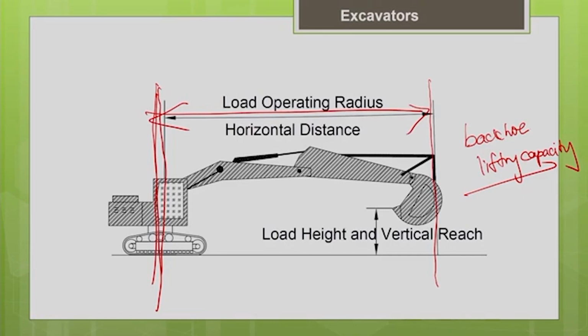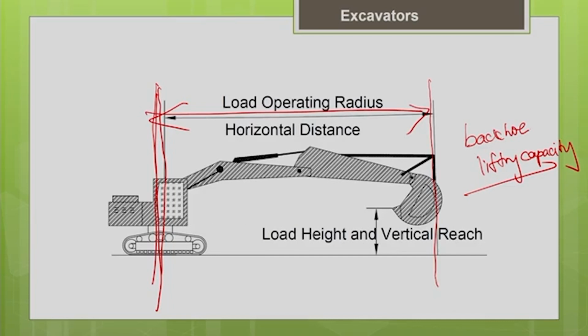So, when the operating radius is more, you can see that the lifting capacity will get reduced, obviously. When the bucket is completely extended, it is moving away from the center of gravity of the machine. So, from a stability perspective, the lifting capacity should be reduced. But when the bucket is closer to the machine, when the operating radius is less, you can have a better lifting capacity.